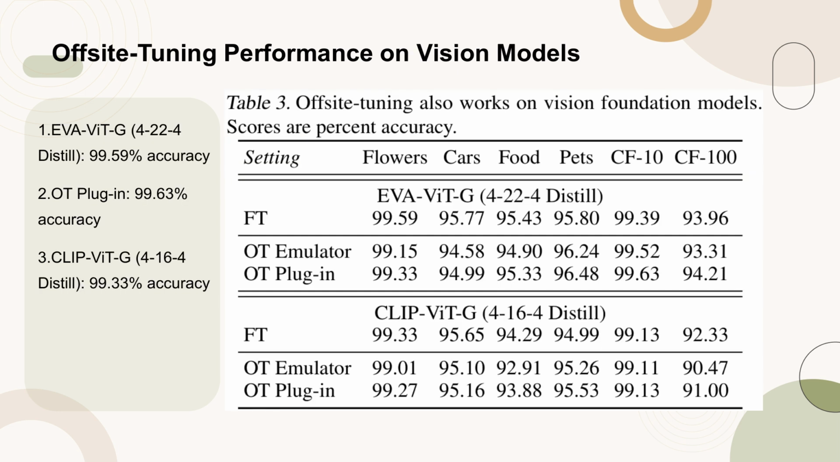Table 3 presents the effectiveness of Offsite-Tuning on vision foundation models, specifically EVA and CLIP, both utilizing ViT-G backbones with 1 billion parameters. The table shows % accuracy scores across various settings and datasets. Key findings include the high accuracy of the EVA ViT-G model at 99.59%, the OT plugin achieving 99.63% accuracy, and the CLIP ViT-G model with 99.33% accuracy. These results indicate that Offsite-Tuning can effectively adapt these models while maintaining high performance levels.